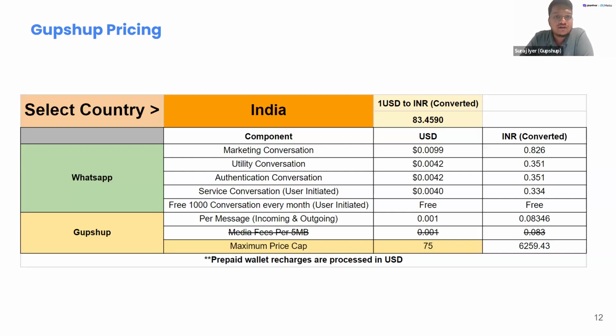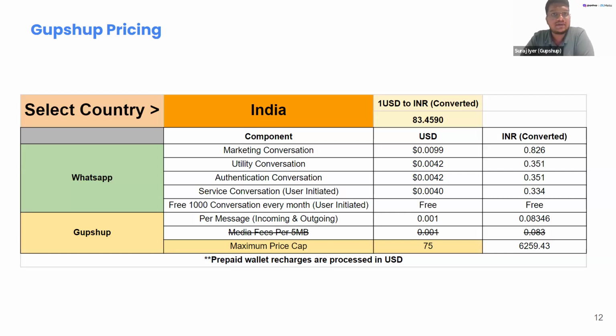Also, every phone number gets 1,000 free conversations every month, which are user initiated, that is, service conversations. For example, if you have the WhatsApp link placed on your website or on an app, or you have QR codes that users can scan to initiate a chat from their side, that is called a service conversation, also called user initiated. Every month, every phone number gets 1,000 such conversations for free, so that is not debited from your Gupshup wallet. After that, subsequent charges apply based on the service conversation fee.